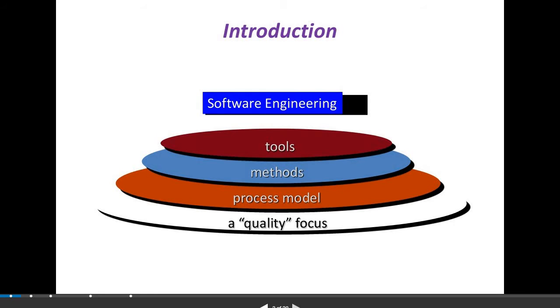Introduction: software engineering. So tools, methods, process, models, quality focus. So quality focus, what tools are used, what methods are used, what is a process model, etc. So good quality software is always essential for us. For good quality software, we always hope.